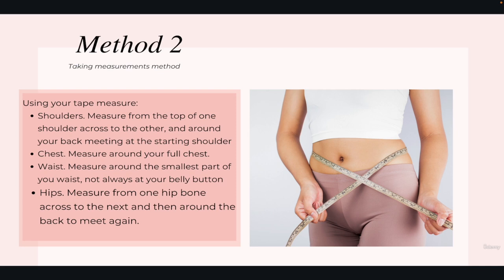And then lastly, we're going to measure the hips, and that's going from one hip bone around the body again to meet with it on the other side, and jot your reading down, marking it as hips. And then what it should do is reveal your body shape.